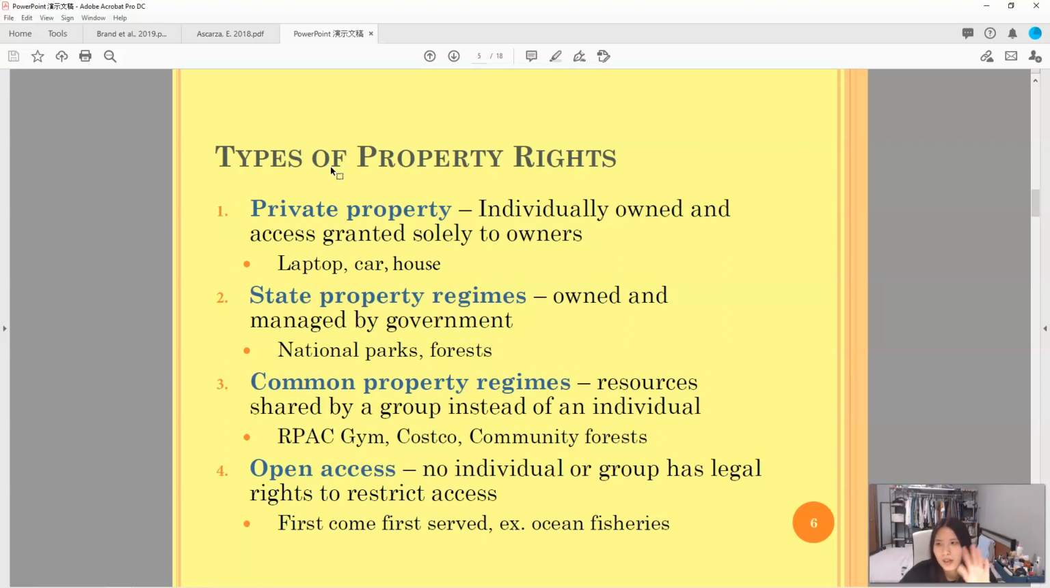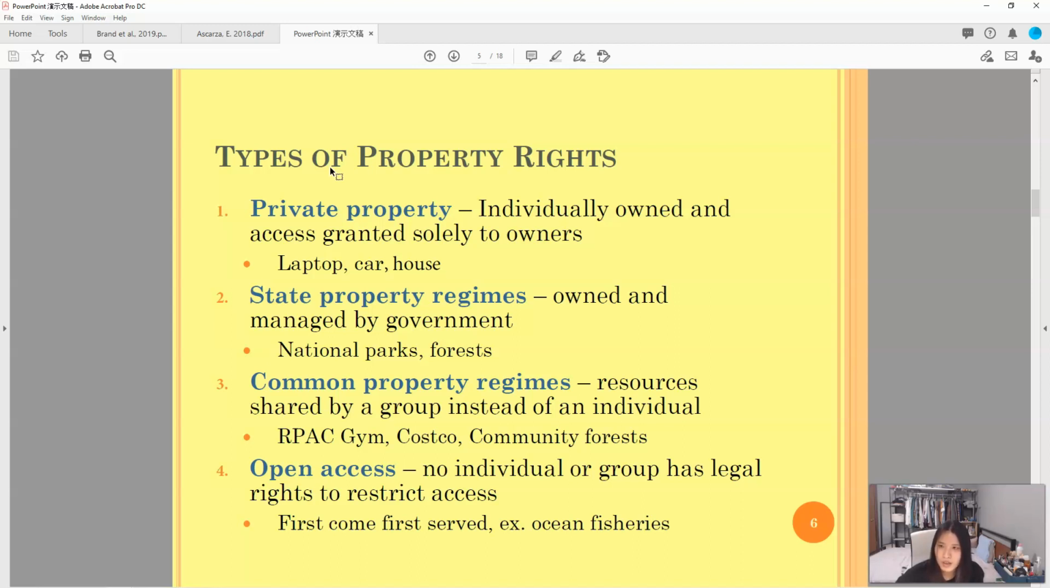And there are 4 different types of property rights. The first one is private property. For example, my phone and the cup are my private property. And the second one is state property, regions owned and managed by government. For example, the state parks and the national parks. Those are state property regions.